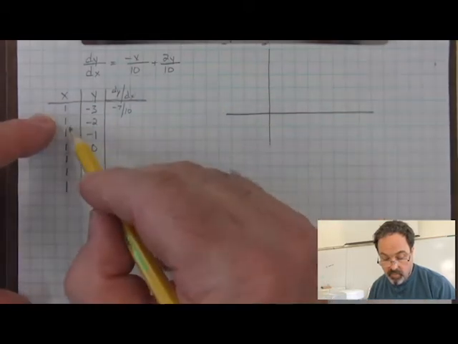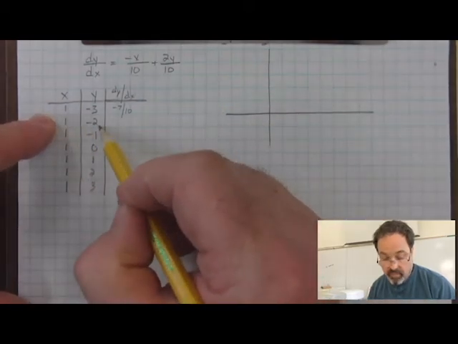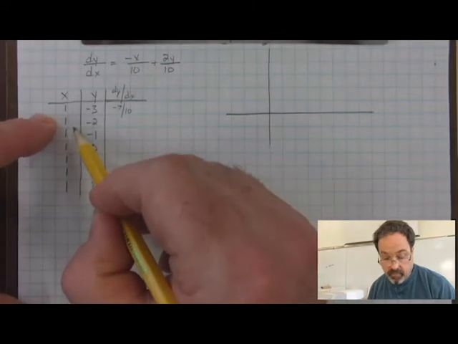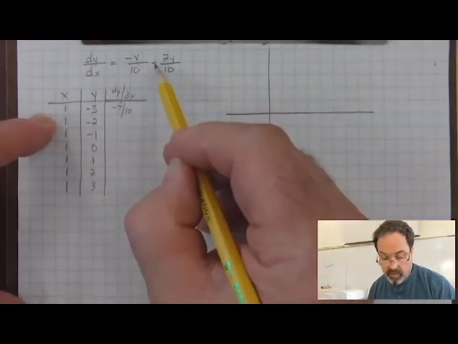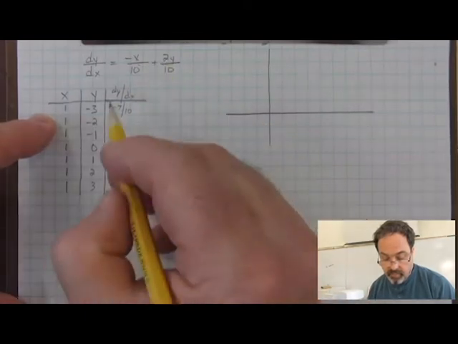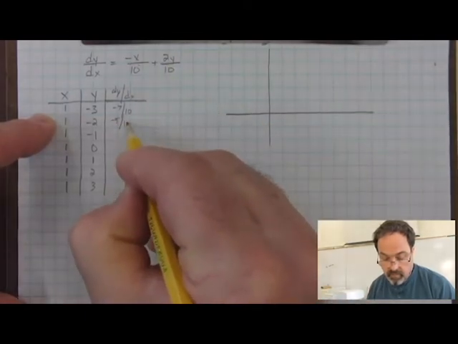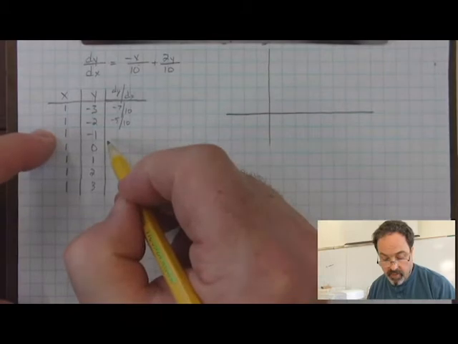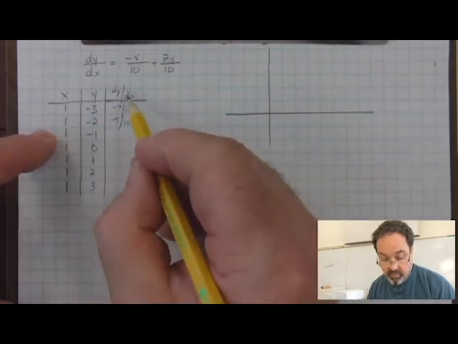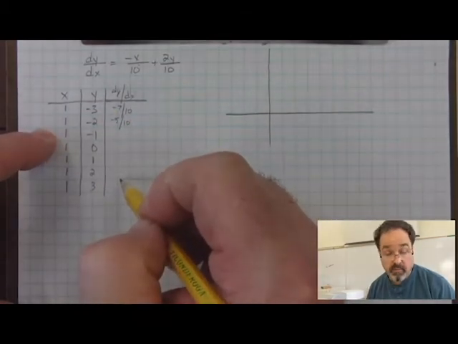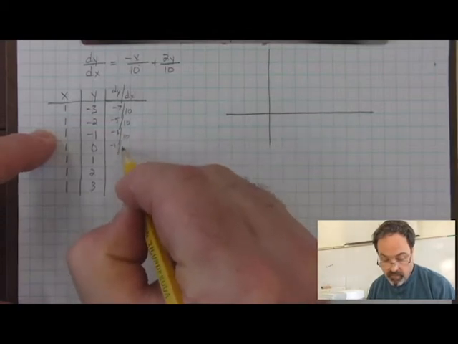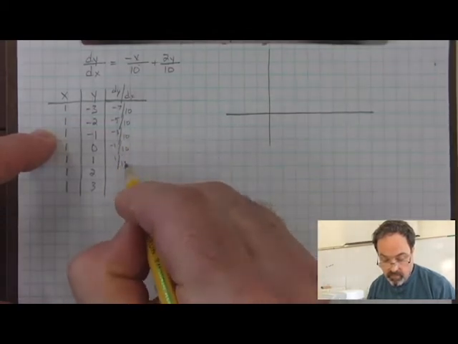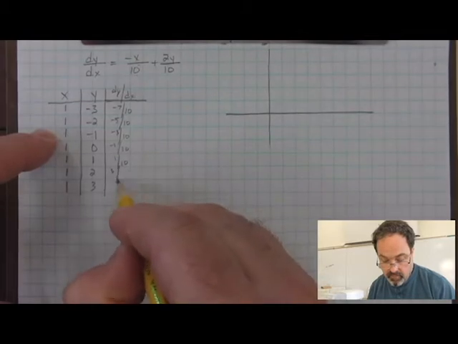When y is equal to negative 2 and x is still 1, then I still have the negative 1/10, then I'm going to be adding negative 4/10. And if I catch on to this pattern, as y increases, the derivative is going to increase by 2/10 each time. So that can speed up the values in the table.